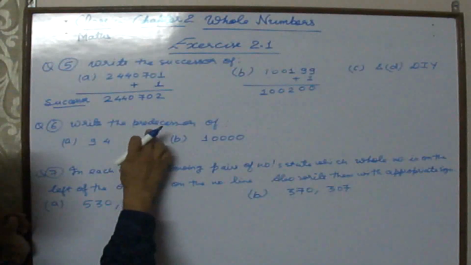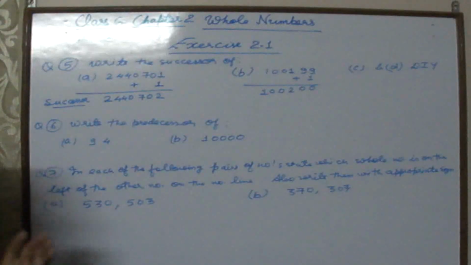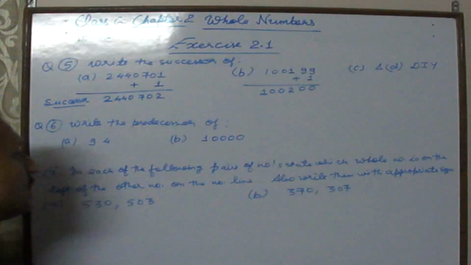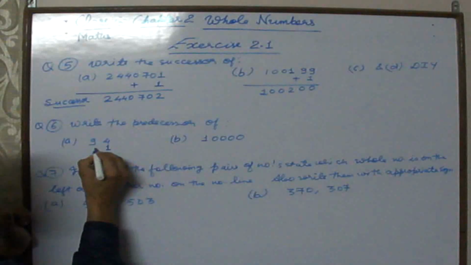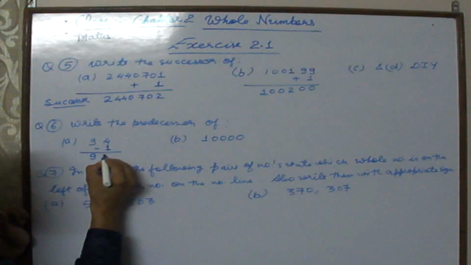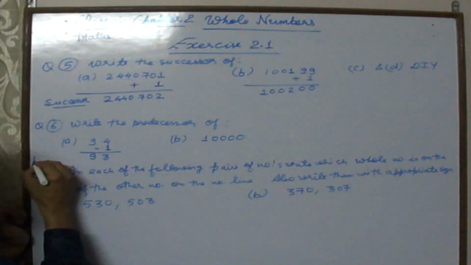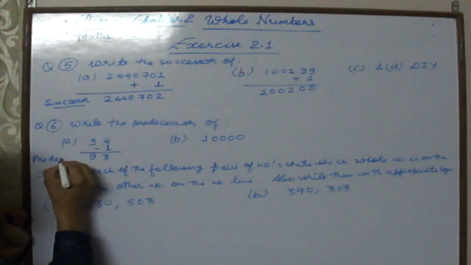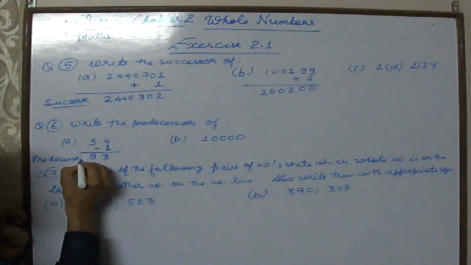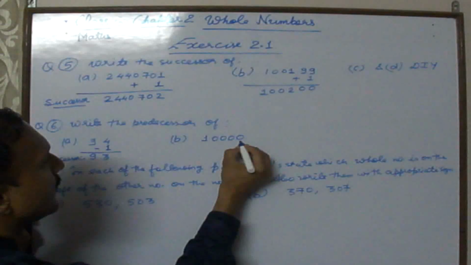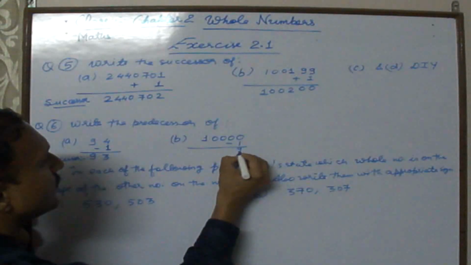Now the next one is write the predecessor of the number. Predecessor means we have to subtract 1 from the given number. So let's subtract 1. If we subtract 1, we get 93 as the predecessor. And secondly, again let's subtract 1.